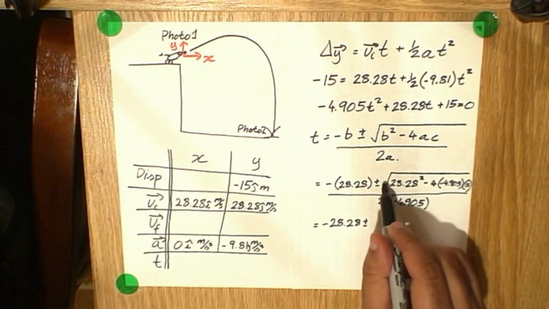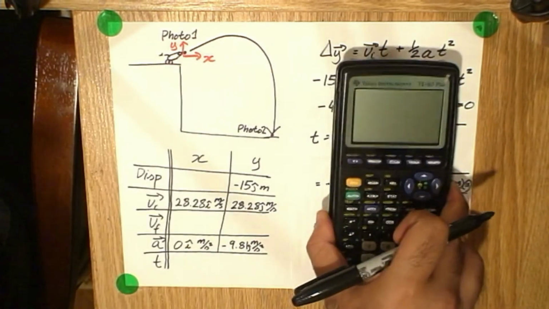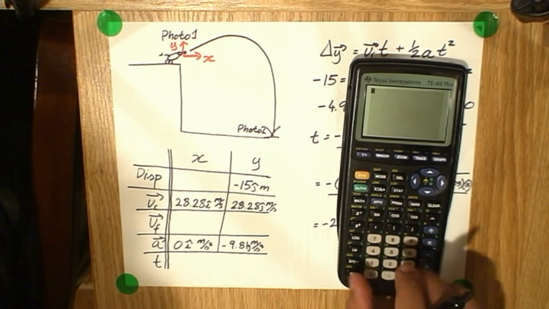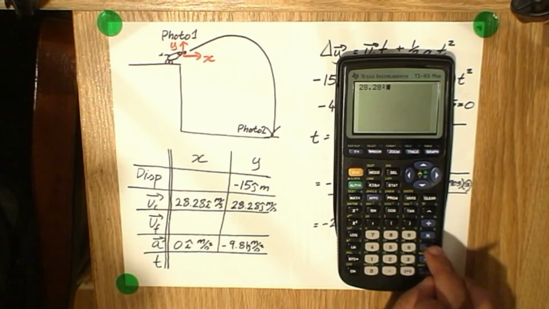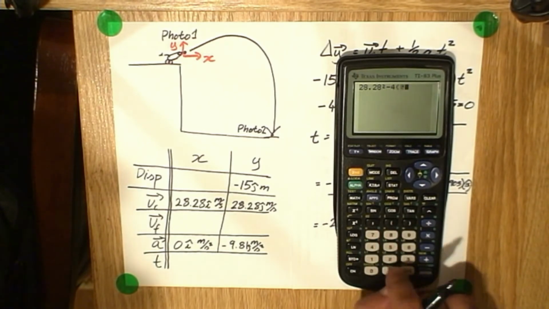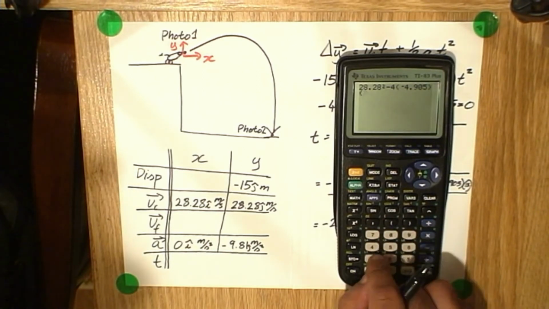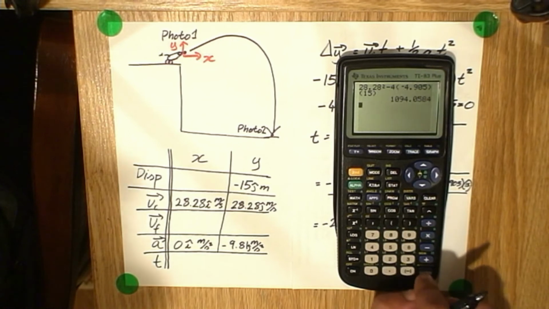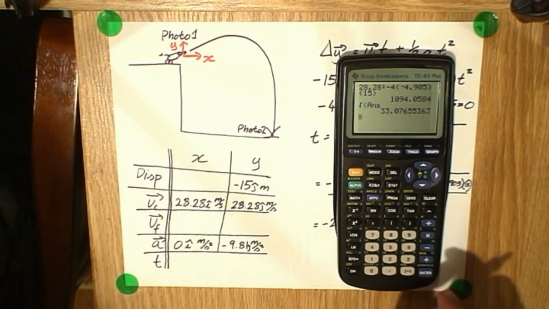Now we need to solve for this square root over here. (28.28) squared minus 4 times negative 4.905 times 15 gives us 1094.05. Now I take the square root of that, which is 33.07.